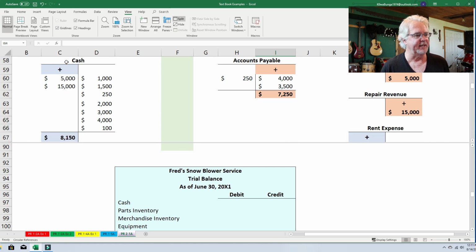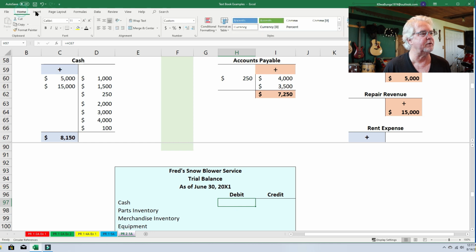Now, cash has a balance of $8,150. So all you do is take $8,150 and write it down under cash. Now it's on the left-hand side, so put it on the left-hand side. That's all you do, right there. Didn't take any math, didn't take any thinking, except you have to make sure that you don't mess up. If it's on the left, put it on the left. That's all you have to do. Also, make sure you write down the number right.